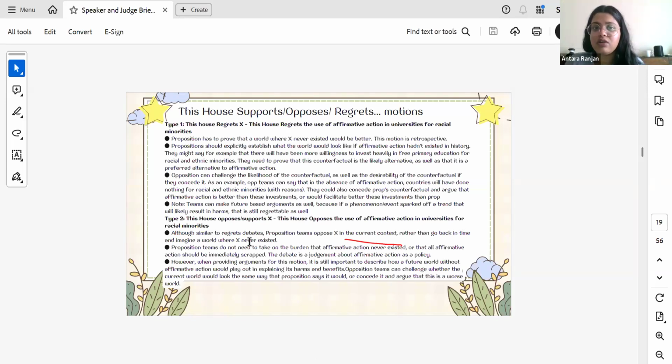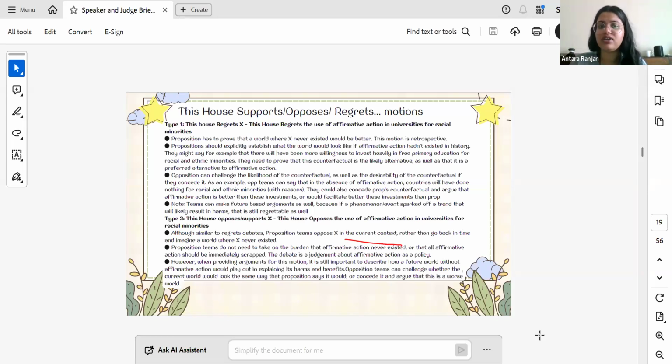This house opposes are motions that are sort of similar to this house regrets. But in a this house regrets motion, you talk about how this thing shouldn't have happened in the past, right? In a this house opposes motion, you talk about how it shouldn't happen in the current world. So in status quo, this is something that shouldn't be happening. So you don't go back in time and talk about a world where this never happened in the first place. You talk about status quo existing without it, right?